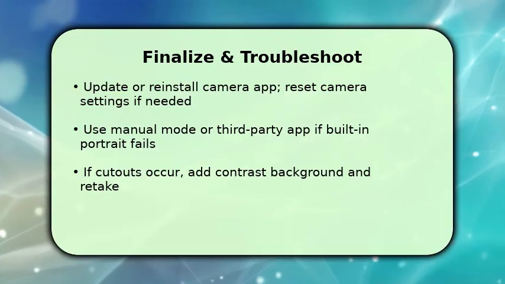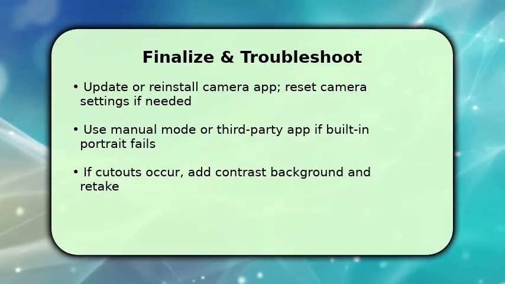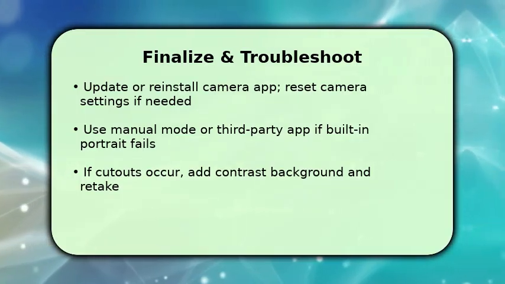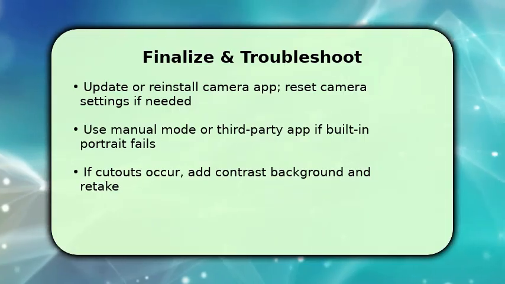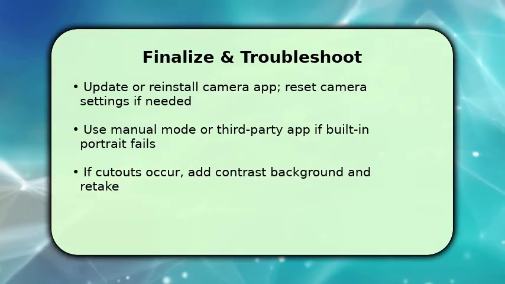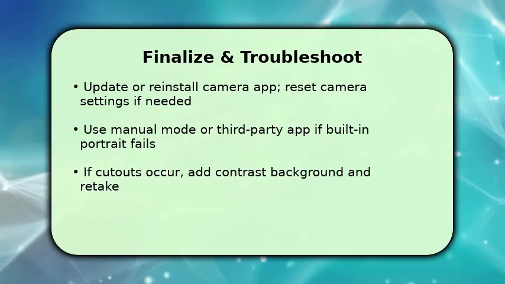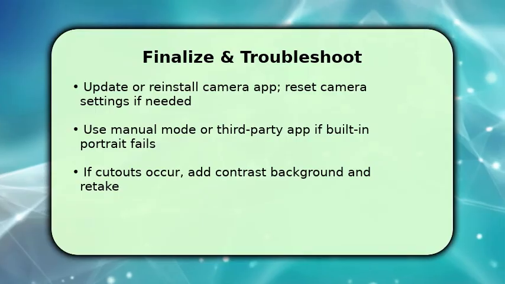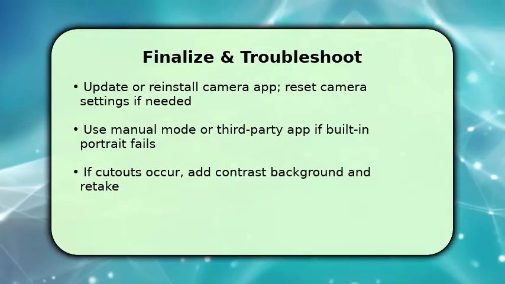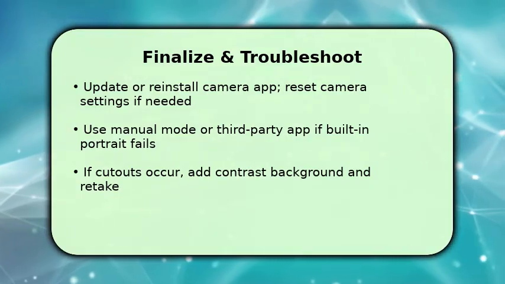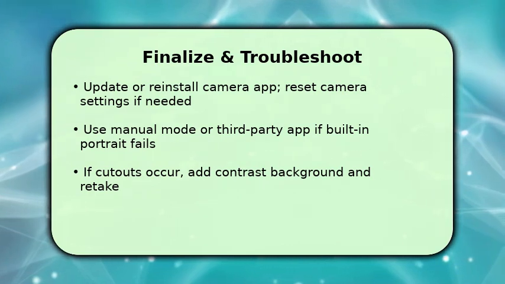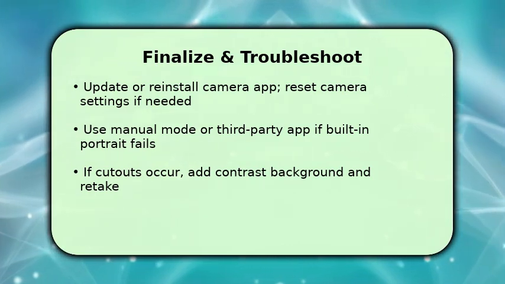If portrait results remain poor, update or reinstall the camera app and reset camera settings to defaults. Sometimes corrupted configs break depth. If built-in portrait consistently missegments edges, try a reputable third-party camera app or switch to manual mode to simulate depth via a wider aperture. If you see cutouts, place the subject against a contrasting background and retake. If problems persist, a hardware sensor service check is the last resort.